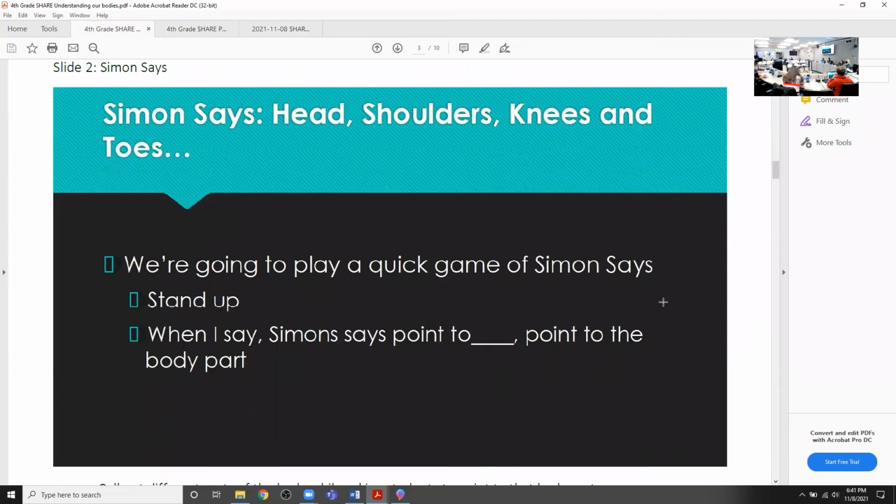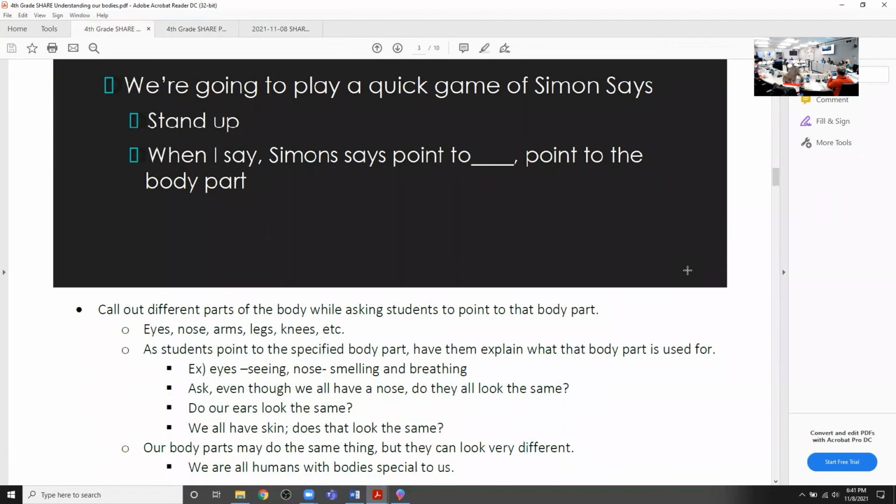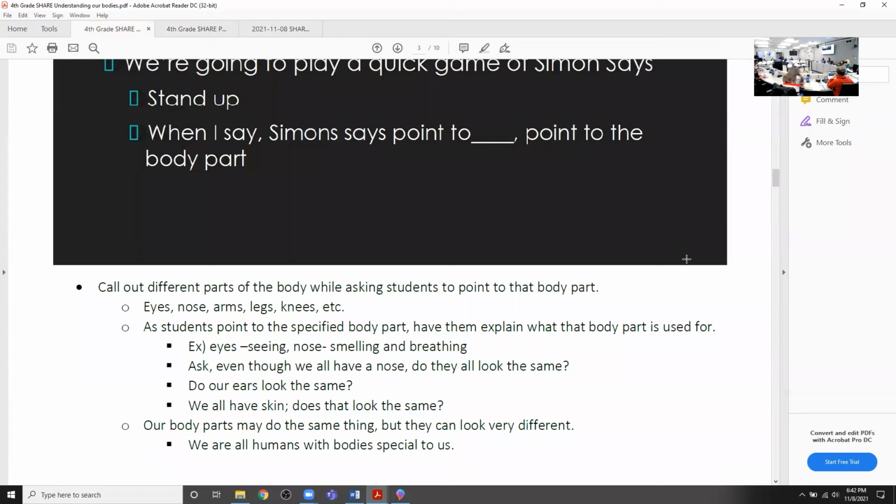Simon Says head, shoulders, knees, and toes. We're going to play a quick game of Simon Says. Stand up. When I say Simon Says, point to the body part, and I have the real basic body parts. So call out different body parts while asking students to point to that body part: eyes, nose, arms, legs, knees, etc. As students point to the specified body part, have them explain what the body part is used for.